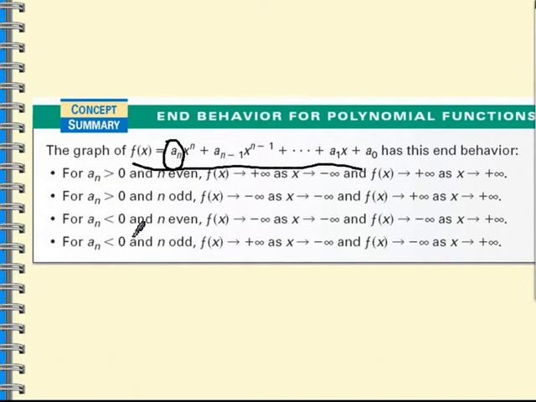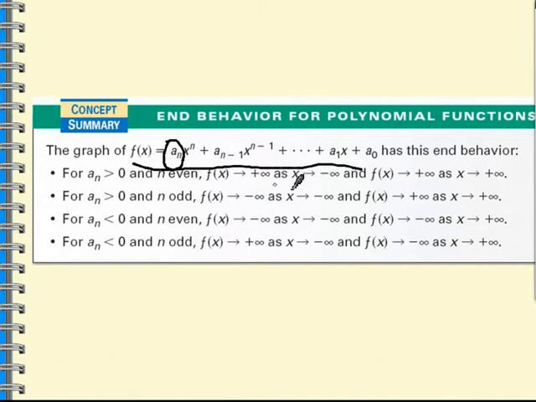Once again, if a sub n is positive, meaning our leading coefficient is a positive number, but n is odd, so we have an odd function, well, as x goes to negative infinity, the function goes to negative infinity. As x goes to positive infinity, the function goes to positive infinity. So another way to look at it is odd functions just do whatever x does. If x is going in the negative direction, the function is going in the negative direction. If x is going in the positive direction, the function is going in the positive direction. So odd just does whatever x does.